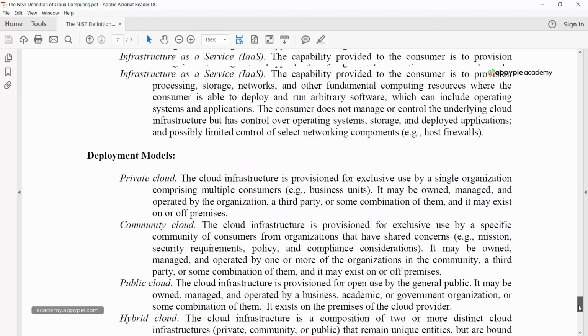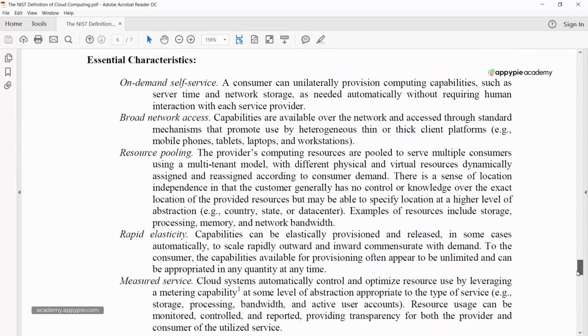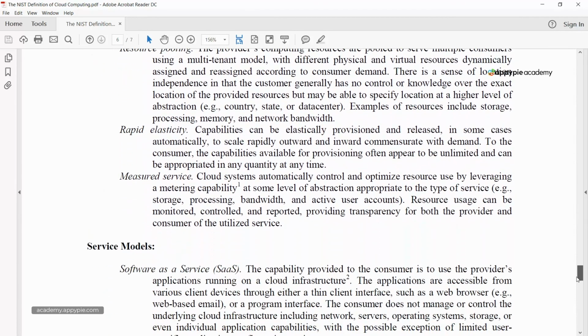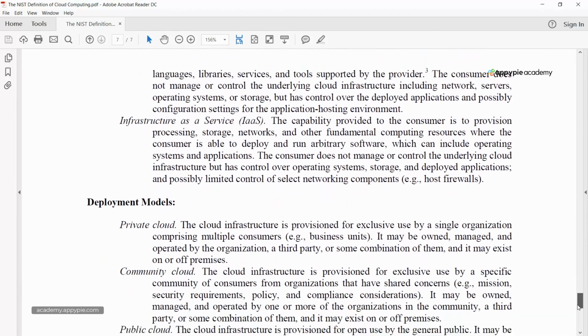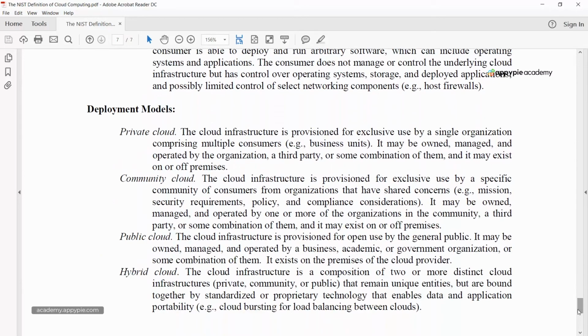So bear with me, I'll go through each of those 3 sections: essential characteristics, service models, and deployment models. I'll do that in the lessons coming up. And I promise by the time that we're done with that, you're going to have a full understanding of cloud. You're going to understand exactly what it means.